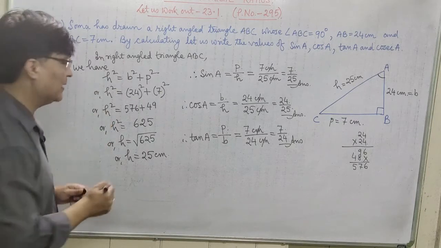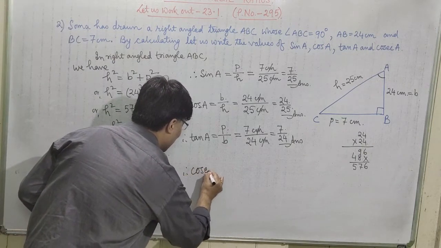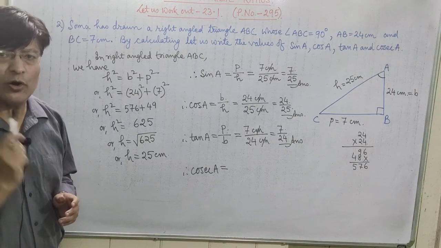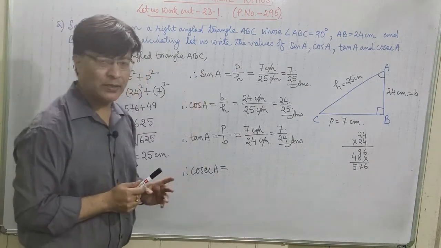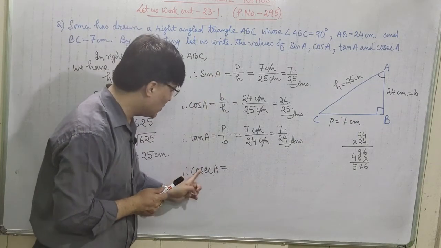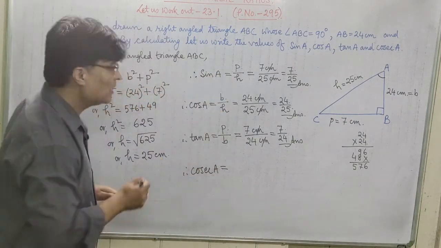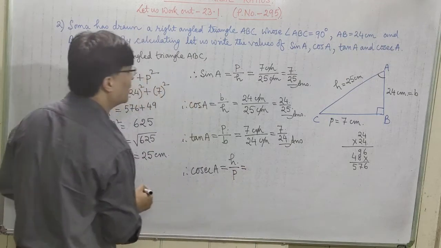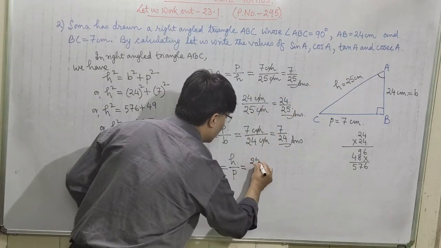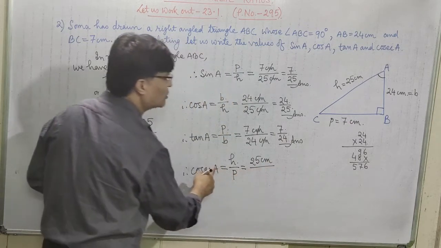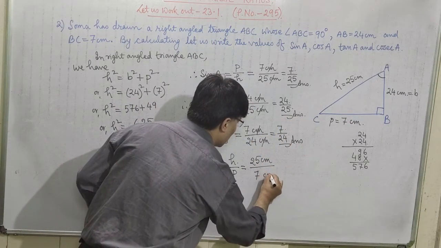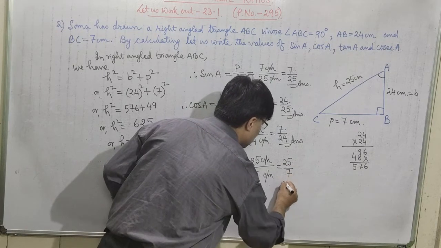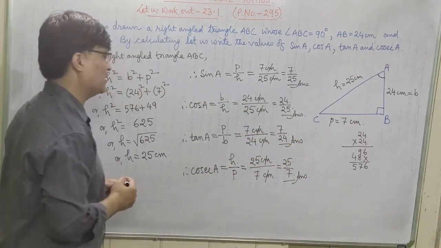And next one is cosec A. Now I already told you that cosec A is the opposite trigonometrical ratio of sine A. If sine A is equal to P by H, what is cosec A? It is H by P. Here H is 25 centimeter from the figure, and P is 7 centimeter from the figure. Here centimeter gets cancelled, so this is 25 by 7. So this is the final answer.